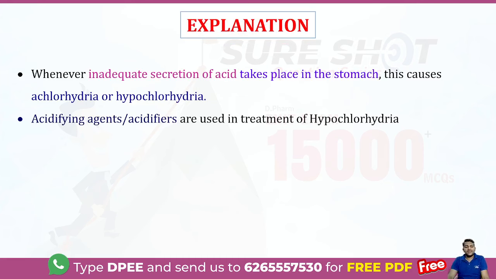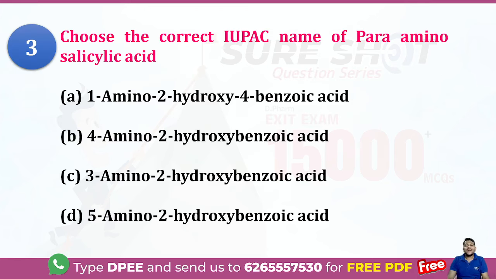As I told you, achlorhydria is the condition when inadequate secretion of acid takes place in the stomach. Acidifying agents or acidifiers are used to treat hypochlorhydria, meaning there is less secretion of HCl. For absorption of iron, there is a necessity of HCl. So when the patient is taking an iron supplement, he or she should not take antacids. Antacids are strictly contraindicated in patients undergoing iron supplement therapy. Got it?